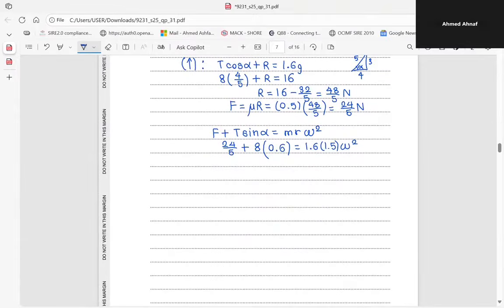Now we can easily solve for omega. Let's simplify everything. We have 48 over 5 equals 1.6 times 1.5, which is 12 over 5, times omega squared. So omega squared, 48 divided by 12, we get 4. Hence omega is just 2 radians per second.